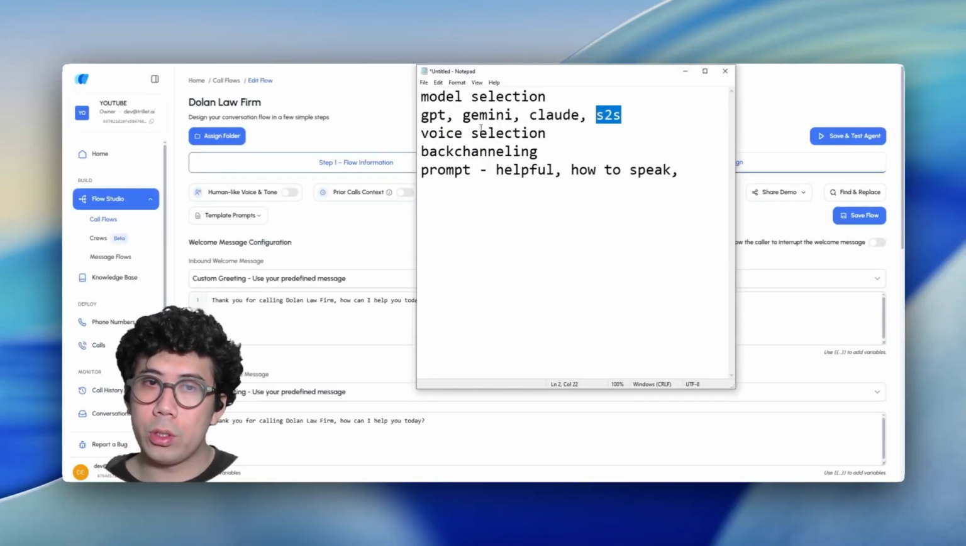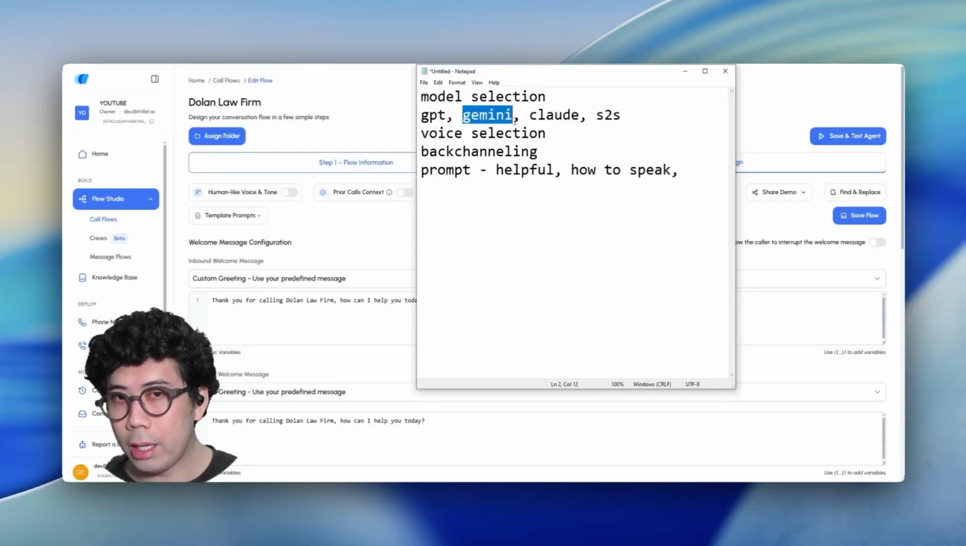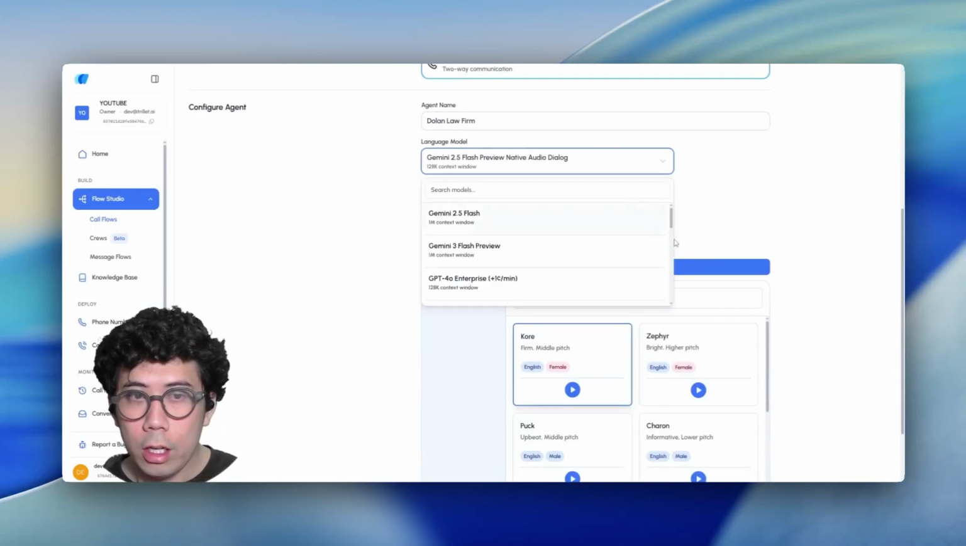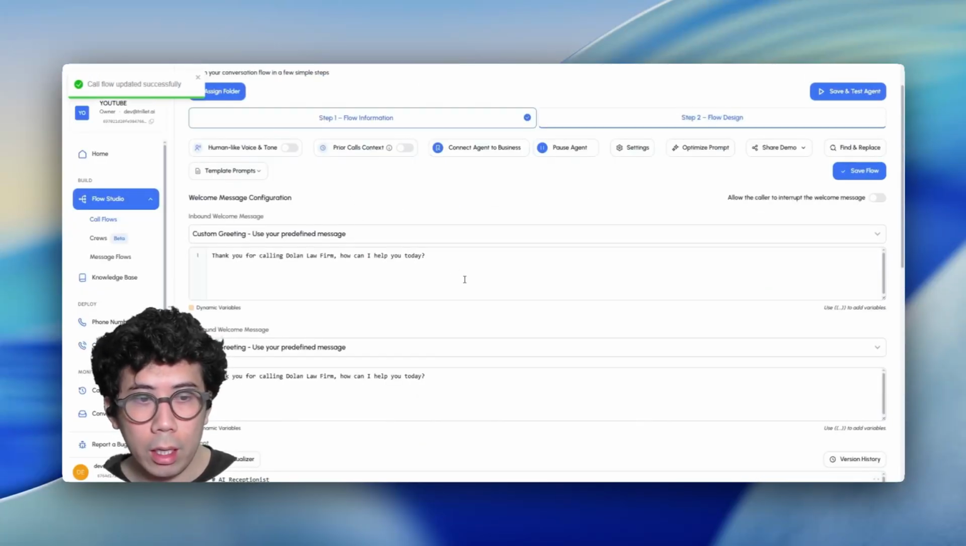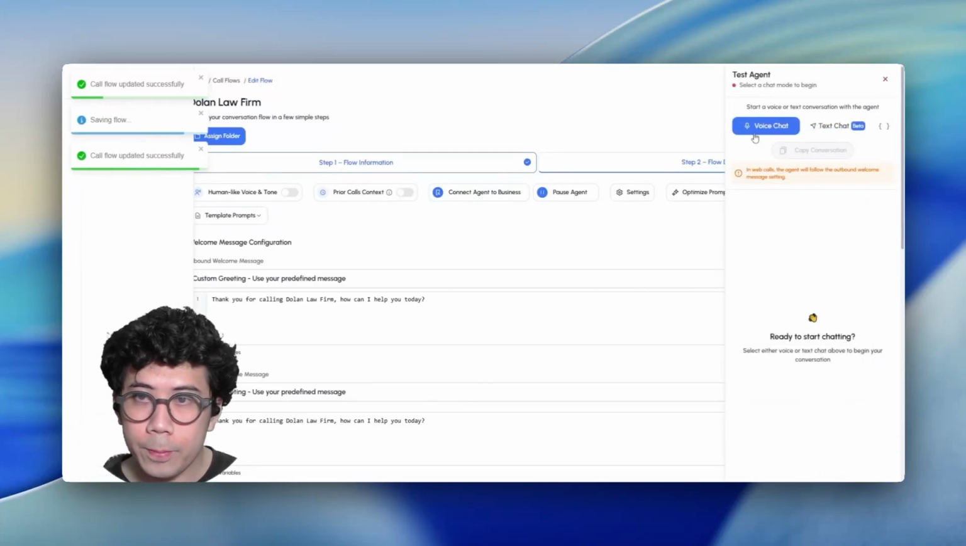I'm going to quickly demonstrate what a GPT agent sounds like and what a Gemini agent sounds like, so you guys can hear what I'm talking about. So I'm going to quickly switch over to the GPT component. Same prompt, same everything. We're just going to do a quick test.